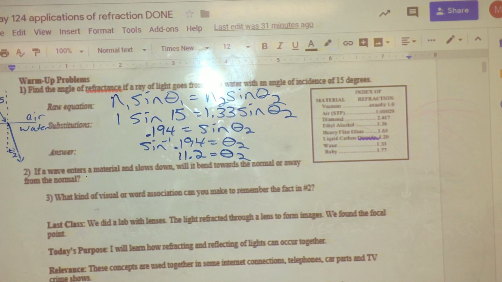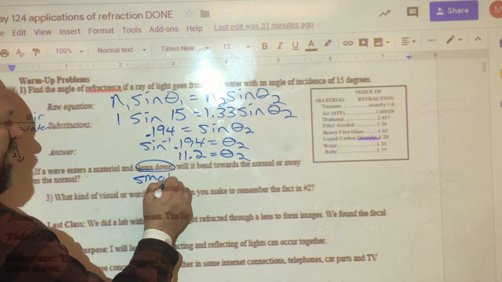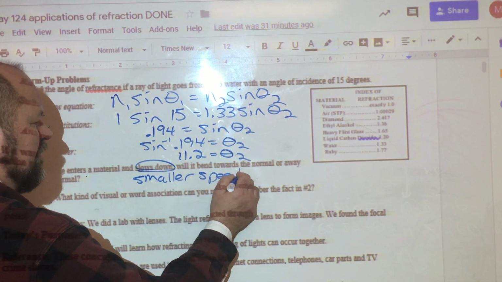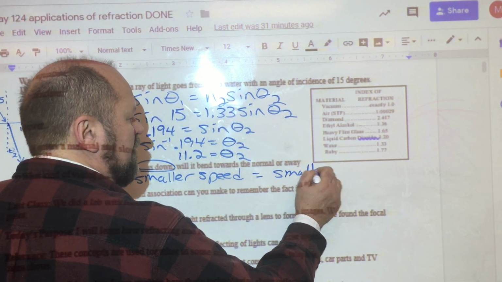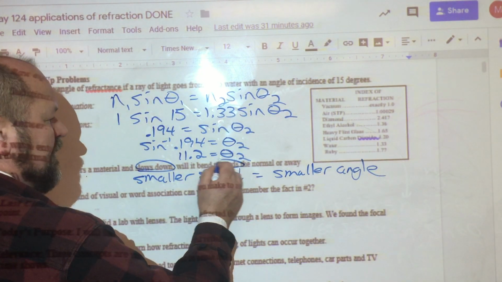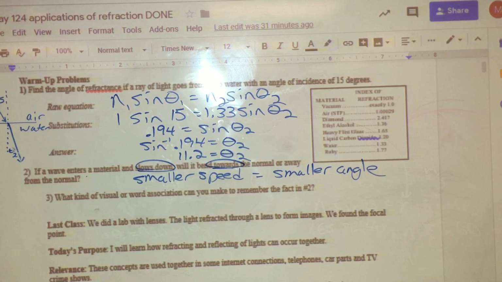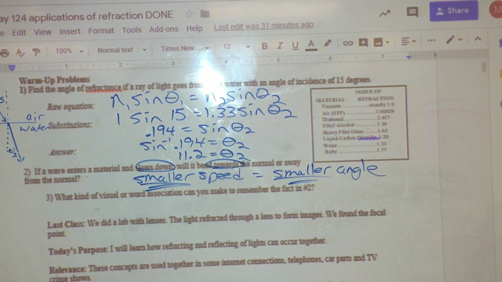Number 2, if a wave enters a material and slows down, will it bend towards the normal or away from the normal? If it slows down, that means that it has a smaller speed. And so that means that it's going to be a smaller angle in the second material. Getting a smaller angle means bending towards the normal. So the word association is a smaller speed, smaller angle. I like that way rather than saying slow down or speed up or that kind of thing.